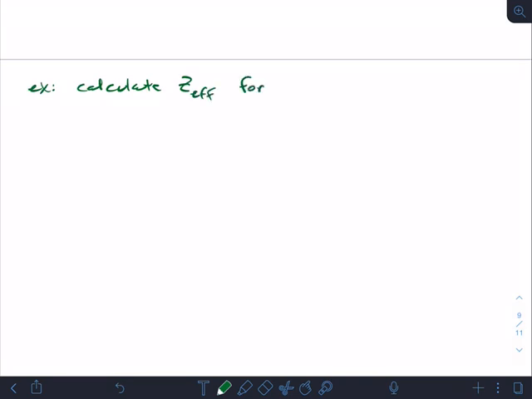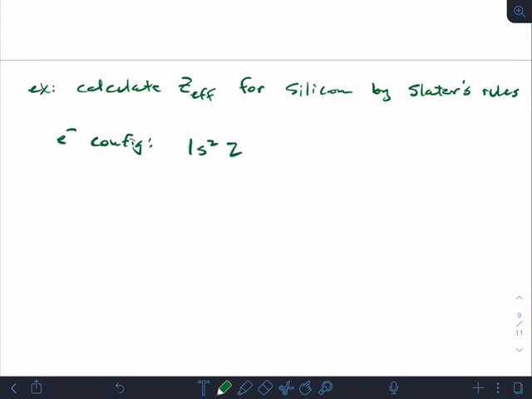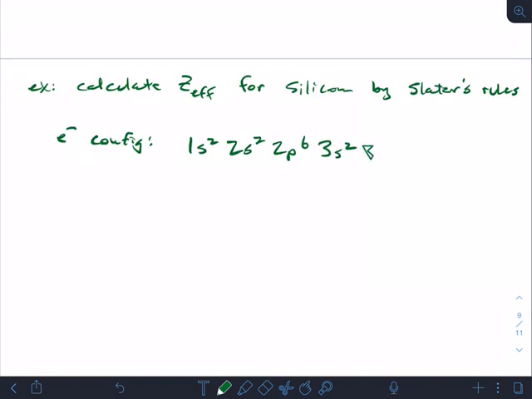All right, so example. We want to calculate Zeffective for silicon by Slater's rules. Okay, so first thing I need is the electron configuration, the full electron configuration. So I'll have 1s2, 2s2, 2p6, 3s2, 3p2.